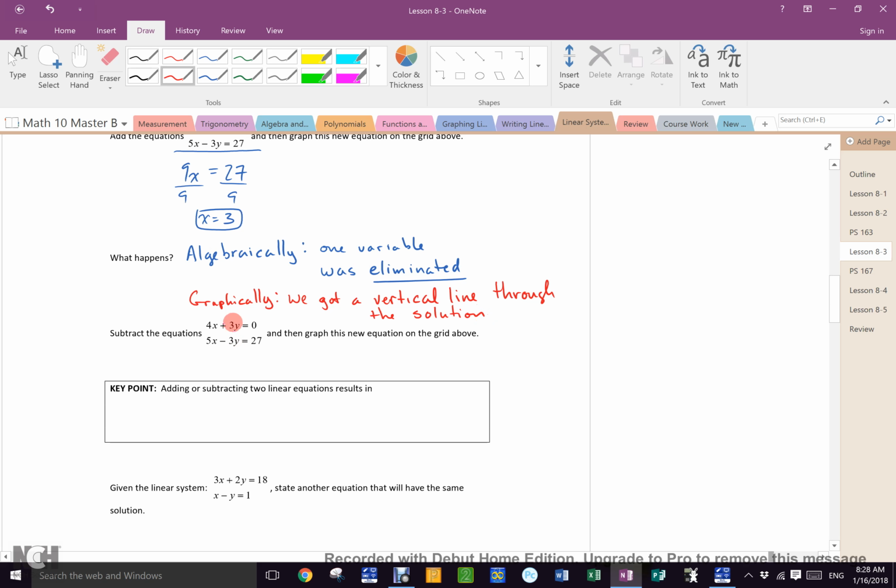Now, what would happen if I subtracted these? What would 4 minus 5 be?